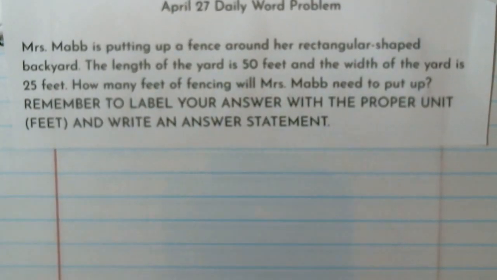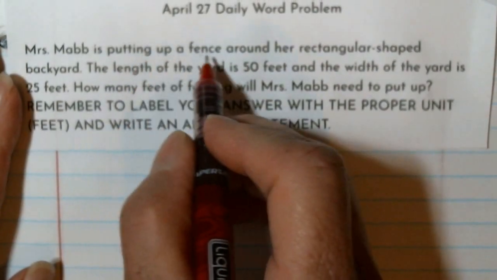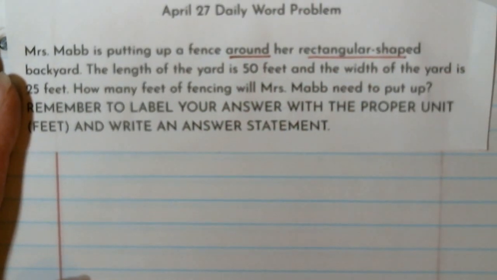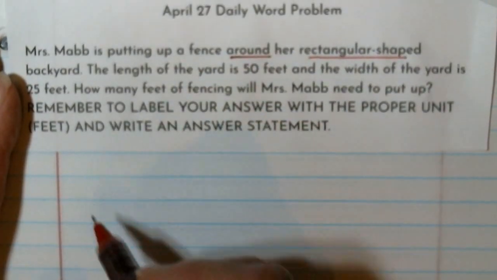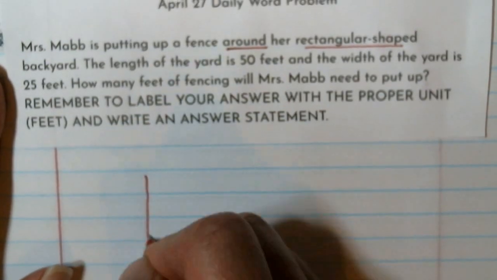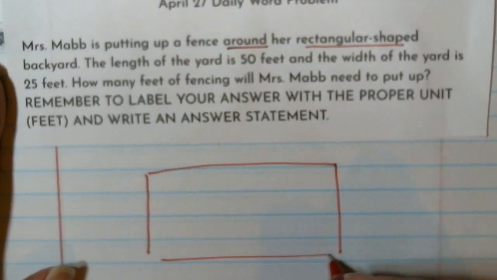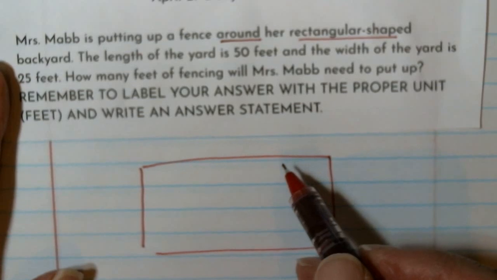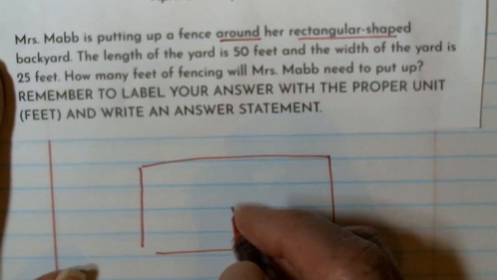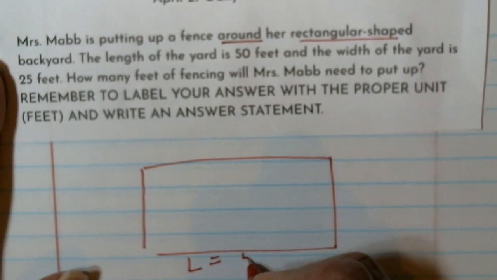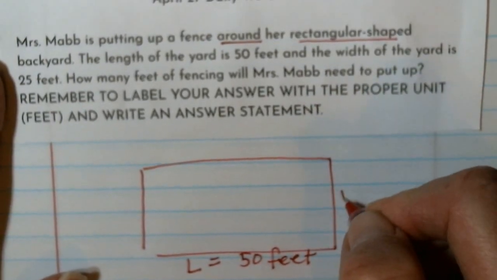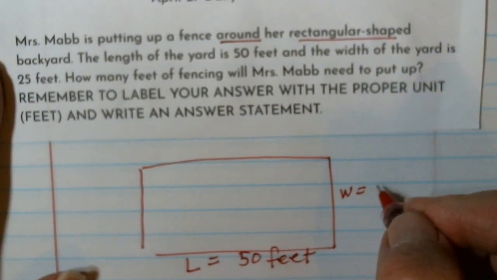Okay, so in this word problem, I'm putting up a fence around my rectangular shaped yard. Okay, around means it's going to be perimeter. Perimeter measures around a shape. And because it said it's a rectangular shaped yard, I know it will be a good idea to draw a picture. So the length is 50 feet, so I'm going to put L equals 50 feet, and the width is 25 feet.